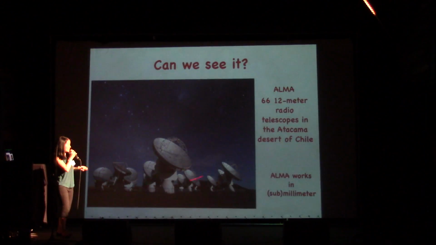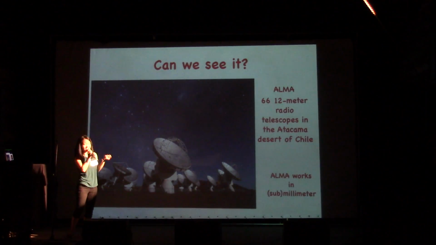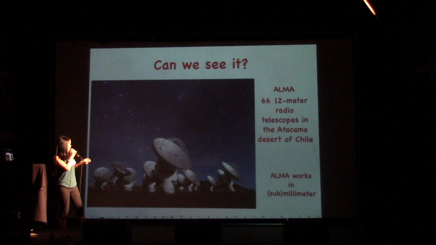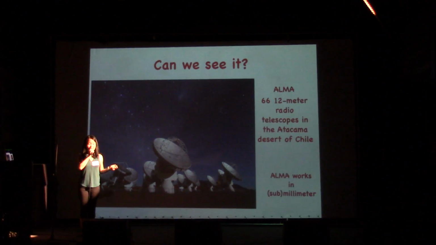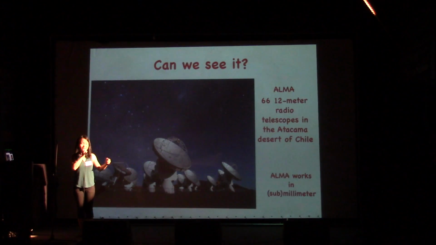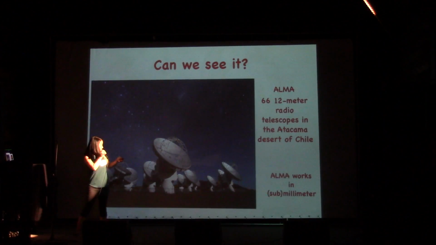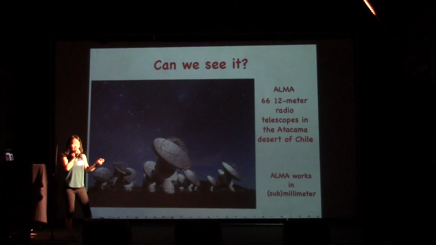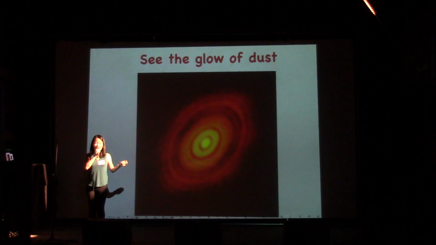So with radio telescopes, like this particular one called ALMA, located in the Atacama Desert in Chile. This telescope works in sub-millimeter and millimeter, so that's a radio wavelength that's slightly longer than the wavelength used by your microwave oven. So with a telescope like this, we can see the glow of dust because they are really luminous in longer wavelengths.